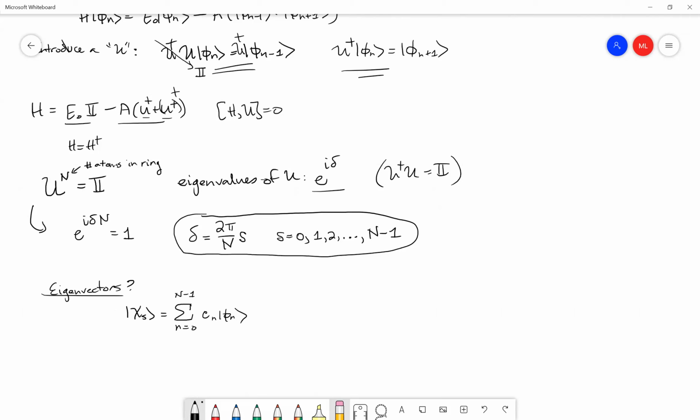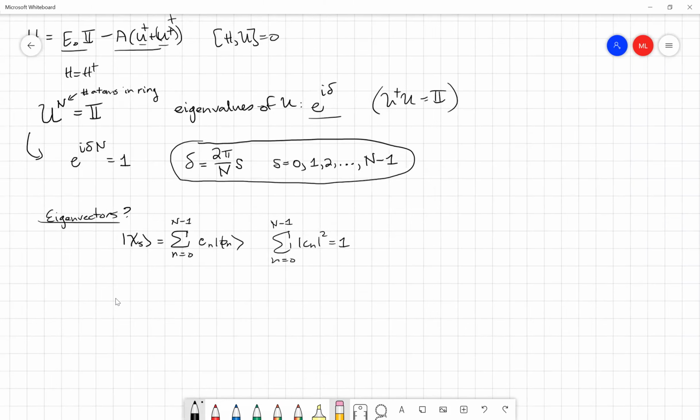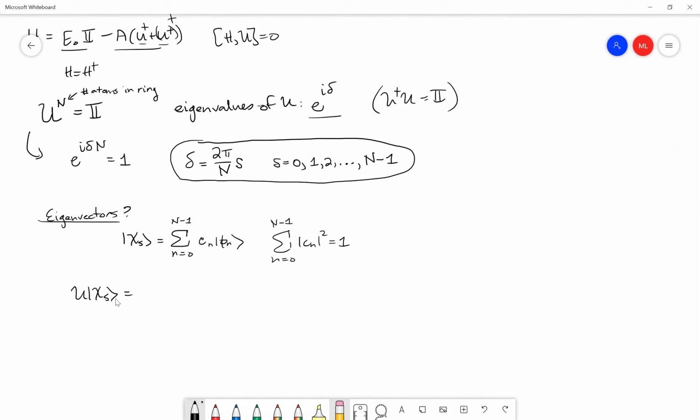And of course, they're going to be normalized. So we're going to choose the coefficients such that our eigenvectors are normalized to 1. So let's just see what happens when you act with the U operator here, right? U acting on one of these guys, which we are supposing is an eigenvector.